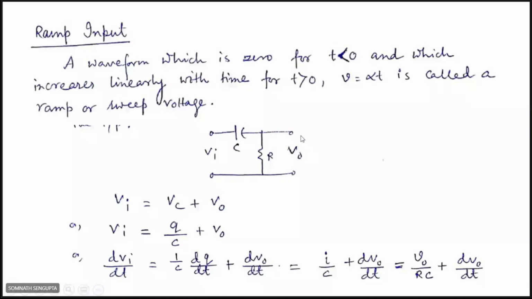If you use the variable output voltage across R, then the current would be voltage by resistance, so it is V0 by R. So in place of I, we write V0 by R divided by C, plus dv naught dt. So this is the input output relation, the differential equation, that is the time domain equation, not in the Laplace domain. Time domain equation of input and output.